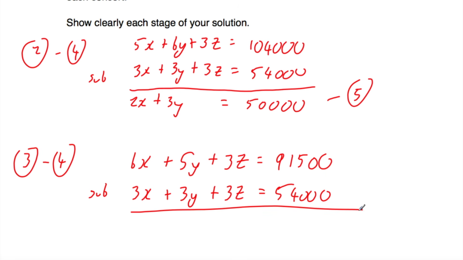And then we're going to take them away from each other and see what we get. 6x take away 3x, that's 3x, plus 5y take away 3y, that's 2y. And then the z's cancel, and that leaves us with 91,500 take away 54,000 is equal to 37,500. So that's great, and I'm going to call that equation 6.